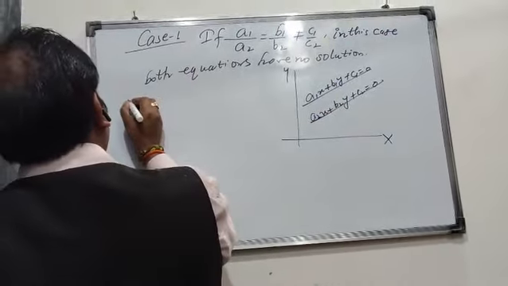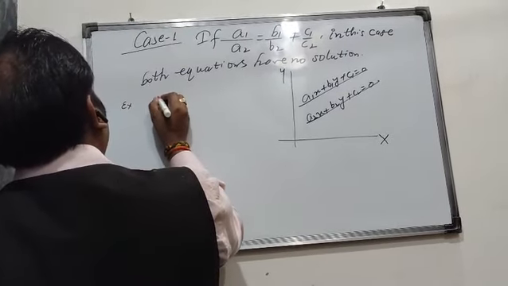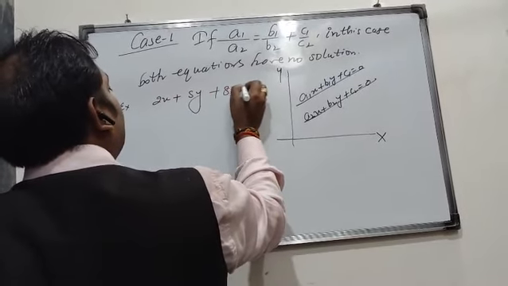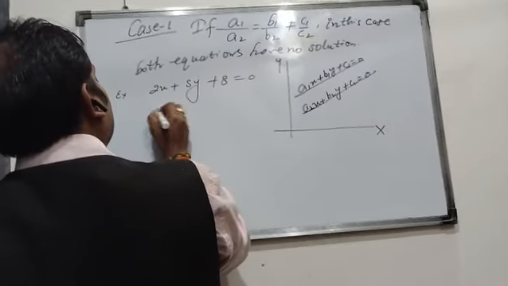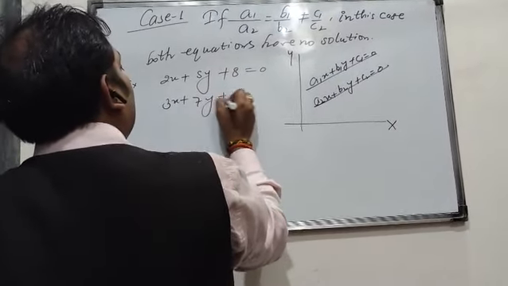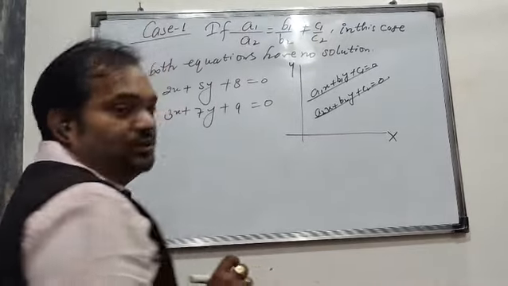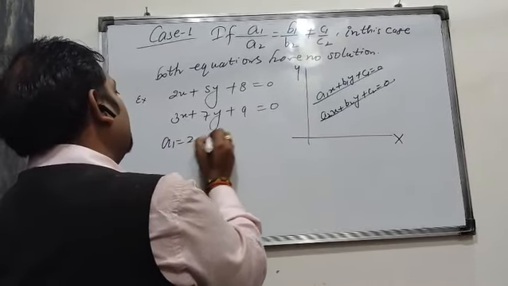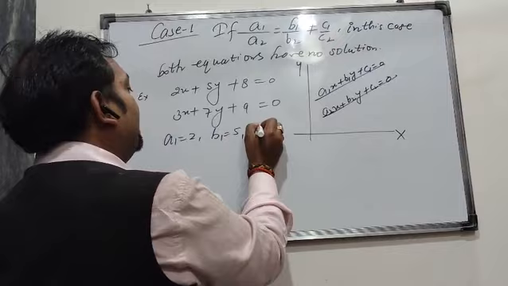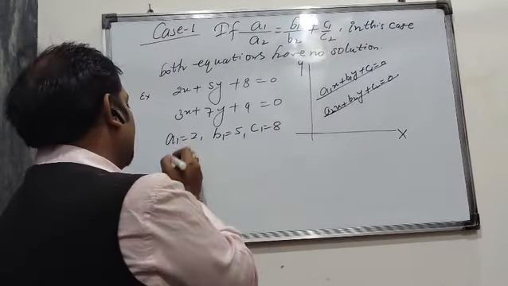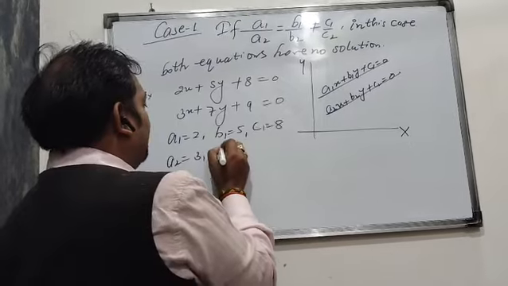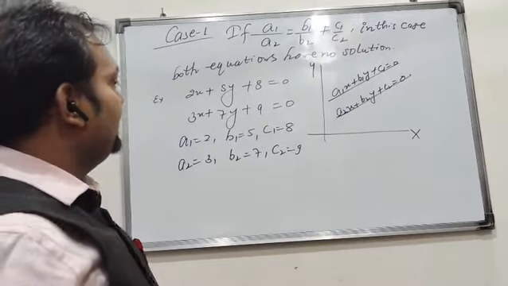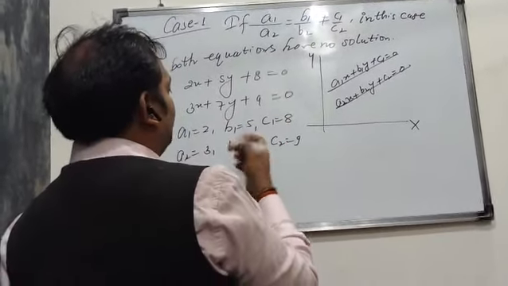So I am going to take an example. One equation is given: 2x plus 5y plus 8 is equal to 0. The other one is given: 3x plus 7y plus 9 is equal to 0. If you compare with the standard form, what will you get? a1 is equal to 2, b1 is equal to 5, and c1 is equal to 8. a2 is equal to 3, b2 is equal to 7, and c2 is equal to 9. Getting it? If you put in that condition, what will happen?